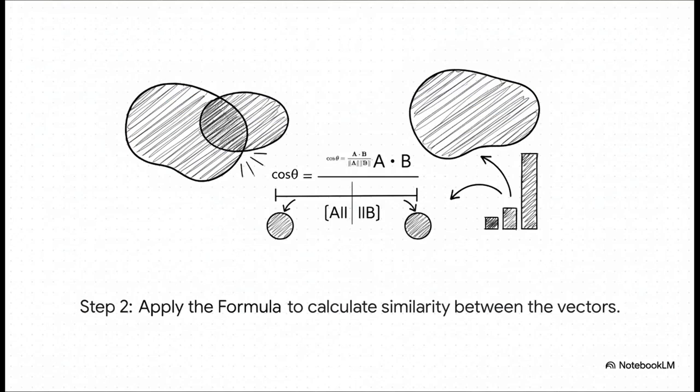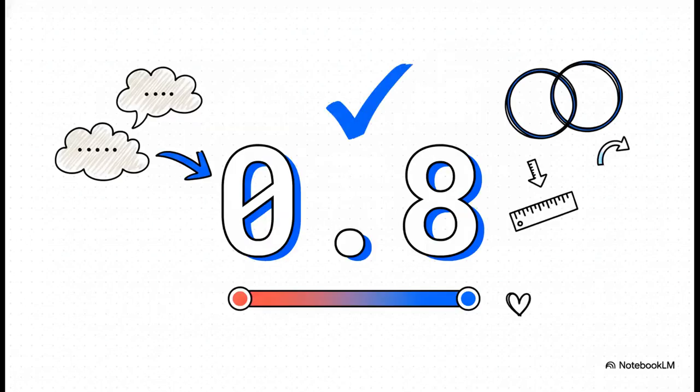Now we get to apply the magic formula. Don't let the symbols scare you. It's not as complicated as it looks. Basically, the top part of the formula just checks how much our two sentence vectors overlap, and the bottom part just scales the result so it always ends up as a number between -1 and 1, which makes it super easy to compare. And the result is 0.8.